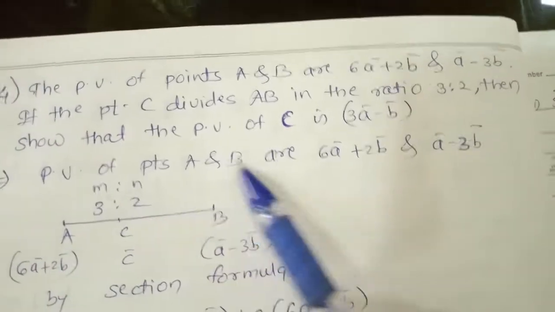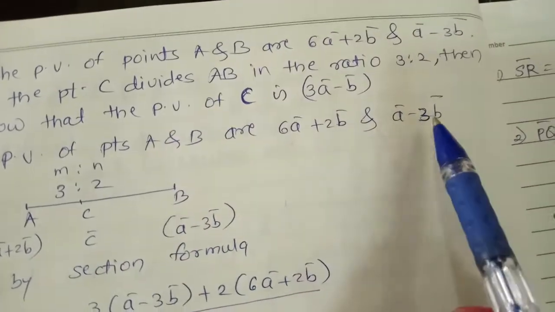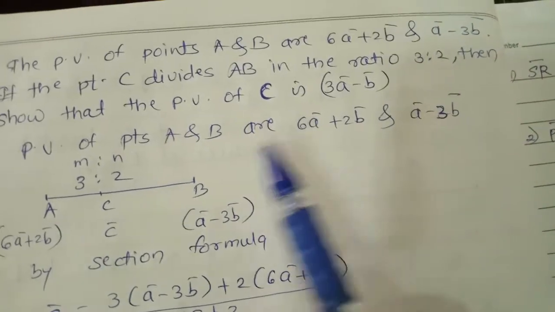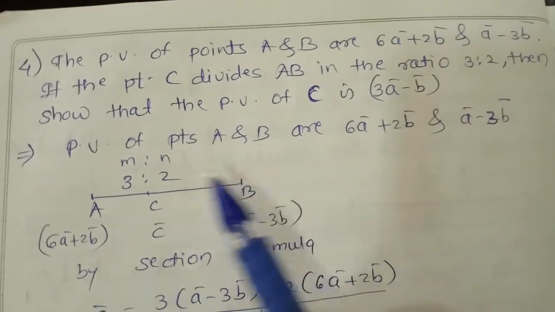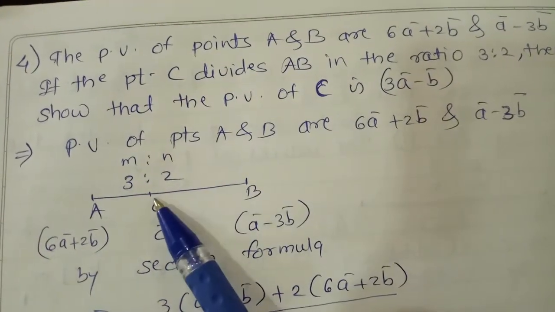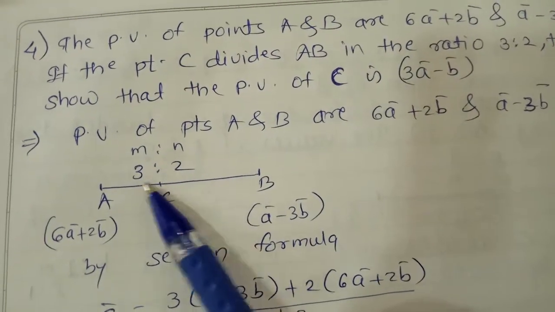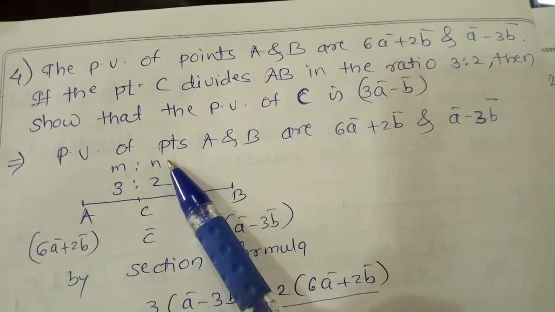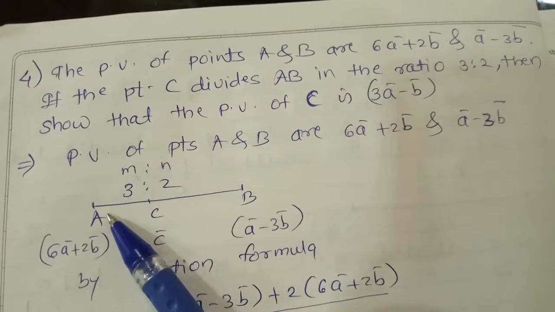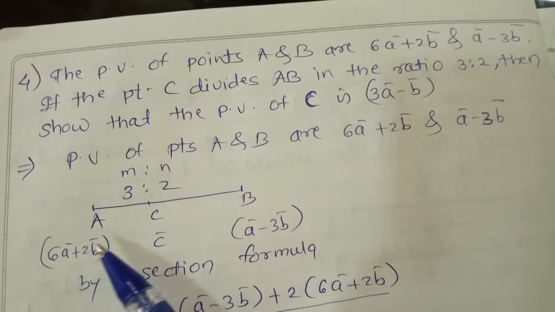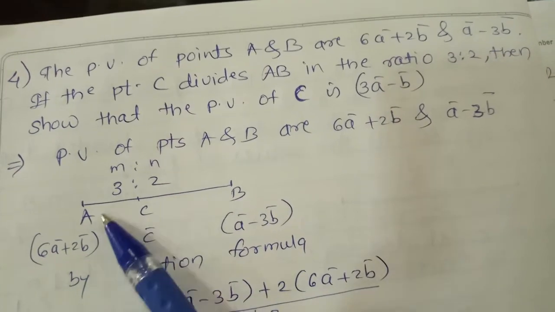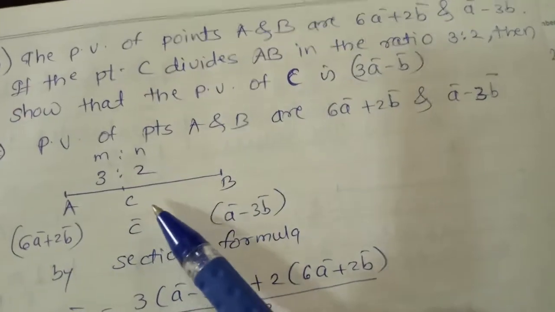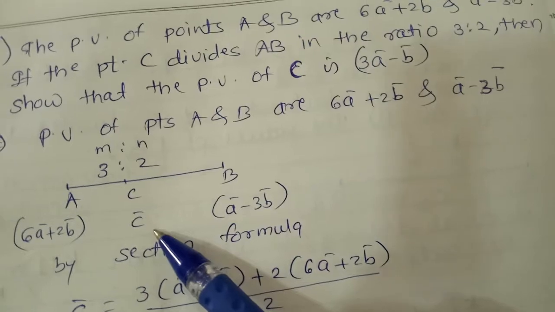So it's very simple. We are given the position vectors of A and B, that is 6a bar plus 2b bar and a bar minus 3b bar. So here we consider the segment AB, and segment AB is divided by this point C internally in the ratio 3:1. Here 3:1 means we are given the m is to n ratio. I am not going to write the position vector of A as a bar, because we are already given the position vectors in the form of 6a bar plus 2b bar, and the position vector of B is a bar minus 3b bar. But I am going to take the position vector of C as c bar.